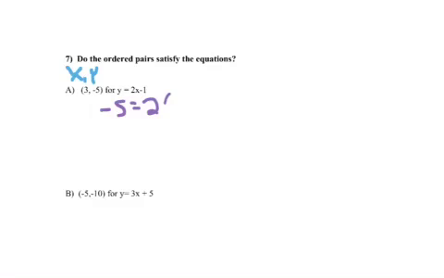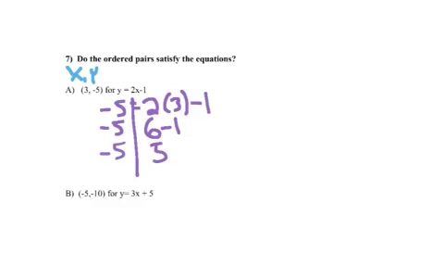Instead of x, I'd plug in 3. Now I'm going to see if both sides match. So negative 5 is on this side. 2 times 3 is 6. Minus 1 gives you a positive 5. The negative 5, which is on my left-hand side, and positive 5, do they match? No, they do not. So this ordered pair would not work or satisfy the equation.